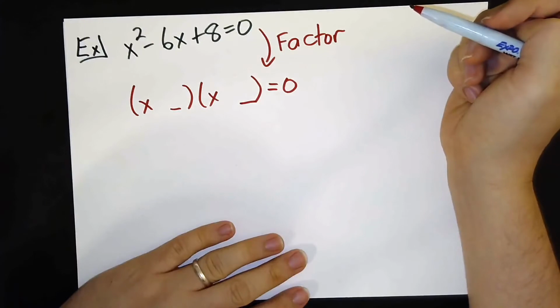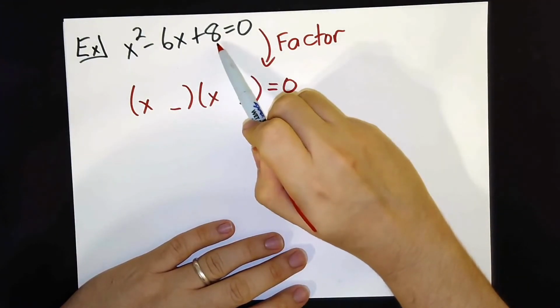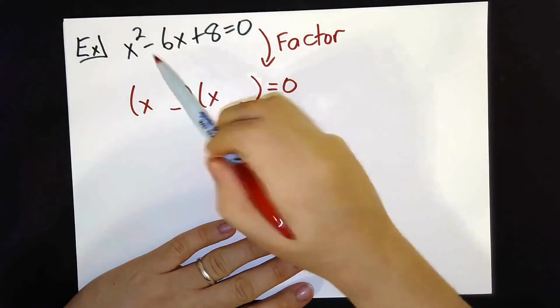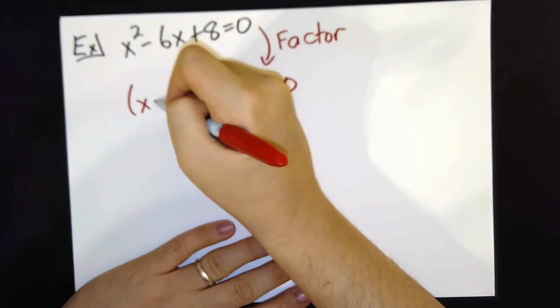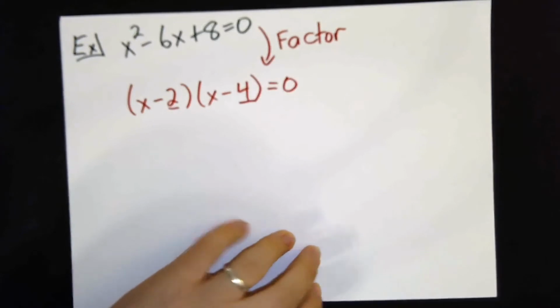And the thing to remember is these two numbers have to multiply together to be plus 8. And they also have to add together to be minus 6. And so probably you've done this enough to see that the things I want are minus 2 and minus 4.